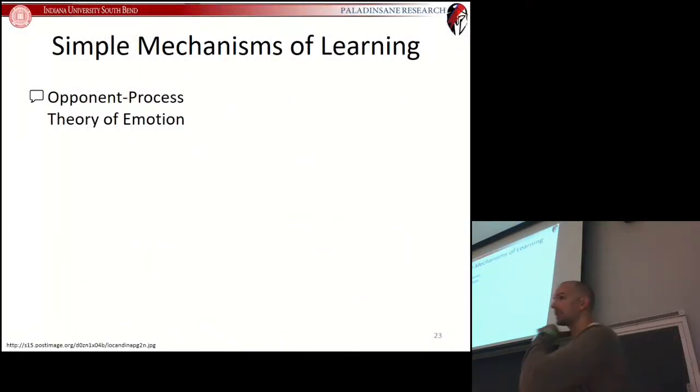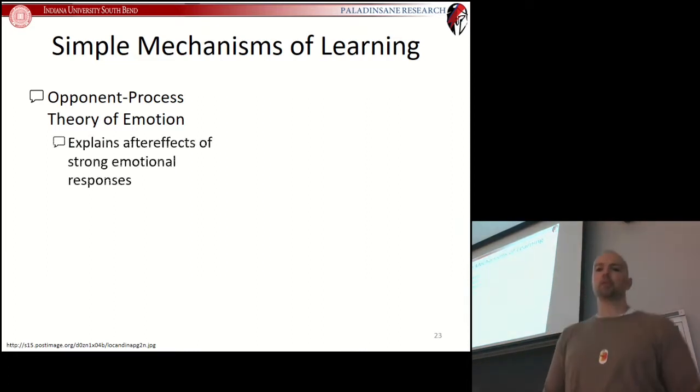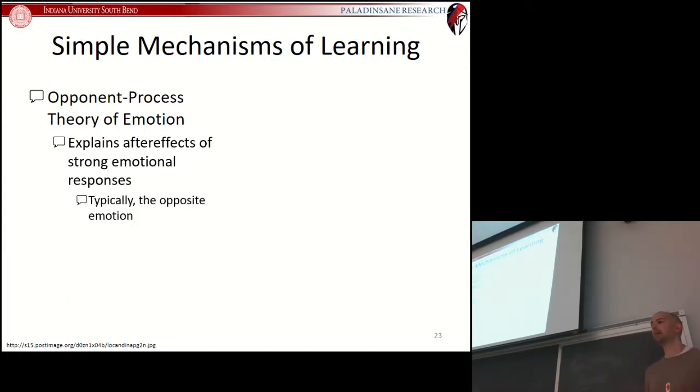We introduced this last time, and as you recall, this is a theory that was trying to explain the after effects of strong emotional experiences, and the after effects are typically the opposite emotion. So if you just felt great sadness, once that stimulus is gone, you'll feel happy. If you just felt scared for your life, once that stimulus is gone, you will feel bravery like never before. So it's typically the opposite emotion.